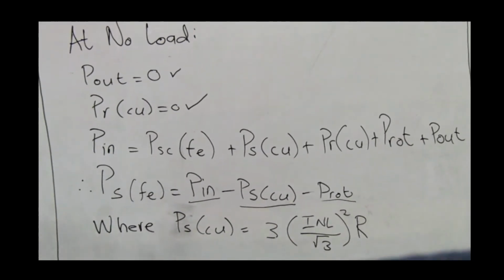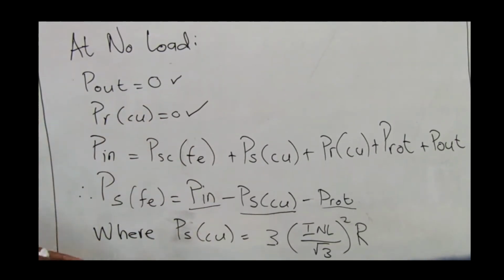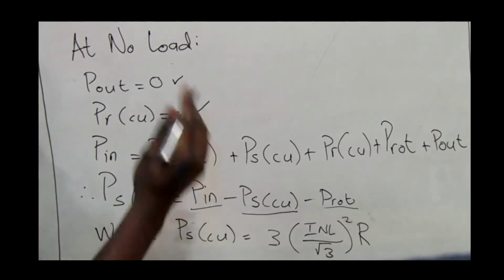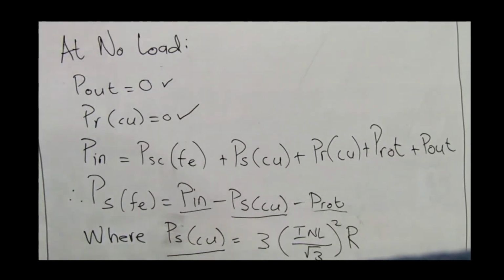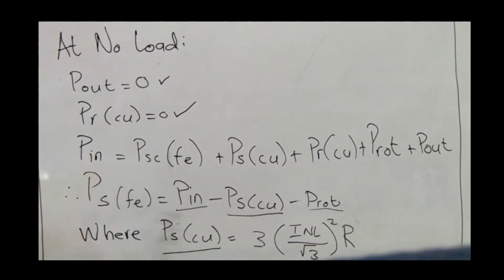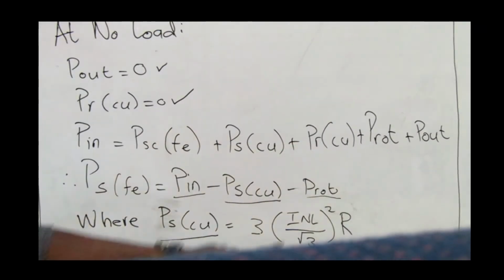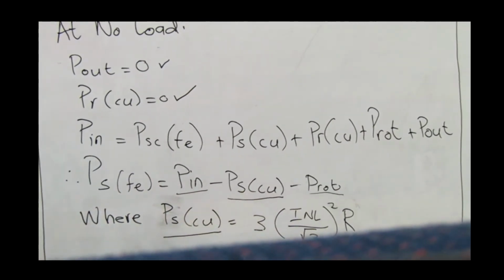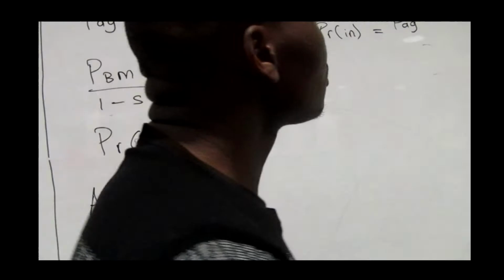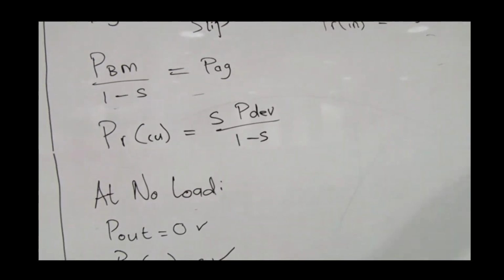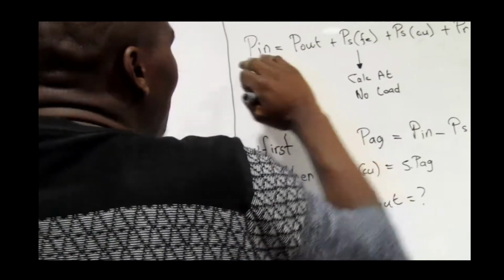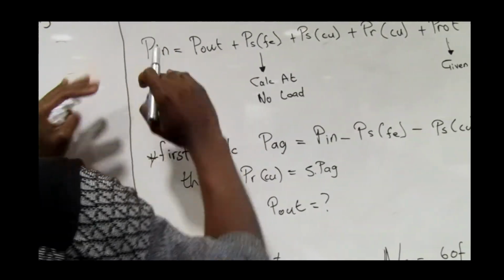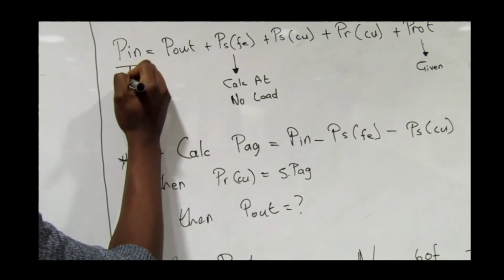Having said that, at no load the purpose is to find out the stator iron losses using the input power, the rotational losses, and the stator copper losses. Now at full load, we have found the stator iron losses, which are the same as at no load. The rotational losses stay the same. Now we have to find the new P-in at full load.